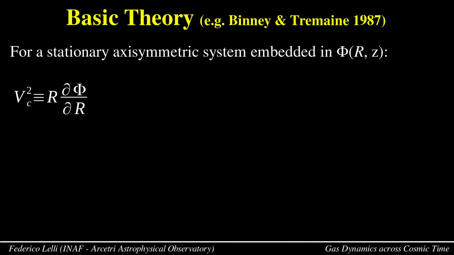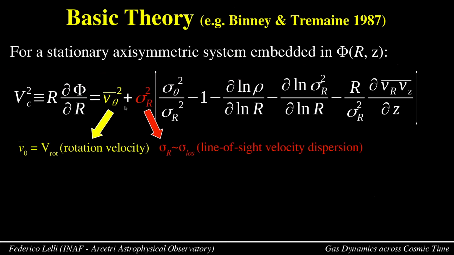So let me remind you that if we have a stationary axisymmetric system embedded in a gravitational potential in cylindrical coordinates, the circular velocity squared is by definition r times the radial derivative of the potential, and this is given by two main terms. We have the mean azimuthal velocity squared, which is essentially the rotation velocity that we can infer from velocity fields. And then we have a much more complex term, which at leading order goes like the radial component of the velocity dispersion tensor.